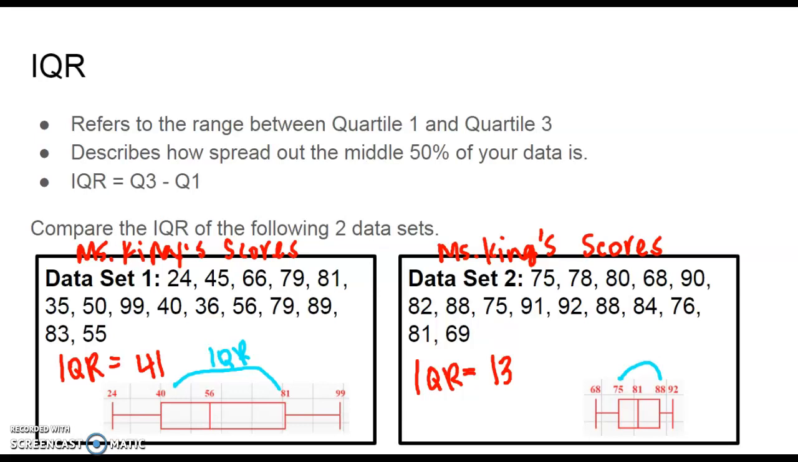So in data set 1, the middle 50% of our data spread out over a range of 41 points. But in data set 2, that middle 50% only spread out over a range of 13 points. So the smaller the IQR, the closer together our data is. The larger the IQR, the more spread out our data is.